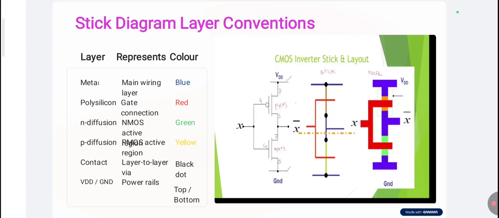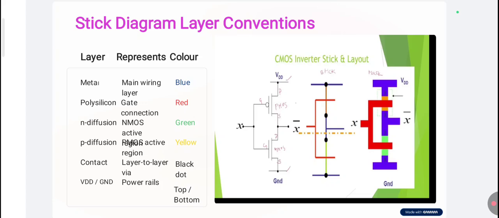Polysilicon is mainly used for gate formation and gate connections, which is represented in red. N diffusion is used to show the NMOS active region, and mostly it is shown in green, whereas PMOS diffusion is used to represent the PMOS active region, which is represented in yellow. Whenever one layer crosses another layer, we define contact cuts, which are generally represented as a black dot in the stick diagram.